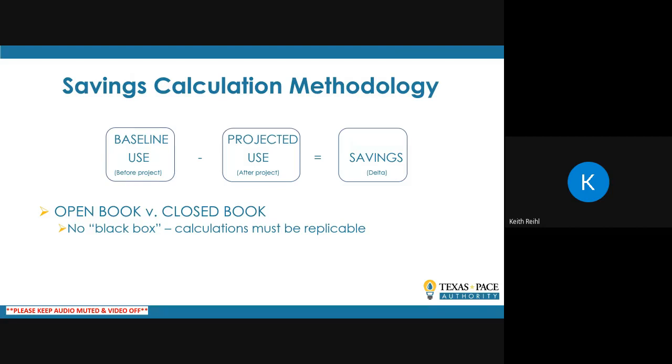And everything has to be open book. So the ITPR is going to dig through it. And then on top of that, the calculations are done by an engineer. They're reviewed by an ITPR. It is submitted to the Texas PACE Authority, TPA, and they review it again. So it is getting looked at and somewhat scrutinized to make sure that the savings are there.